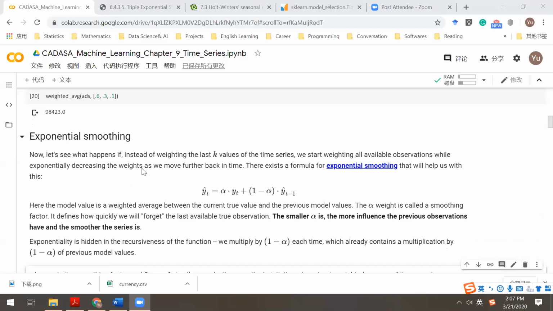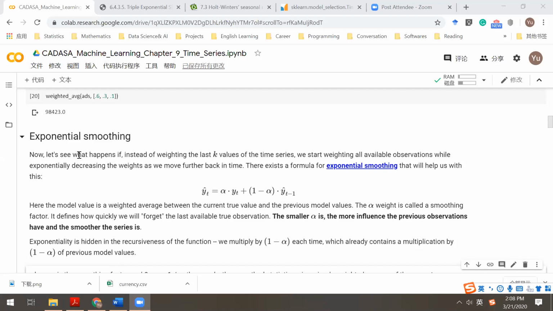I want to mention one point: in a time series model, usually we have several components. The first component is the trend, the second is seasonality, and the third is the noise, the stationary part. So why do we do exponential smoothing? When we don't have much seasonality, we can use this method to estimate the general trend. If the curve is smooth enough, we eliminate the noise, and we can see the general trend of this time series data.